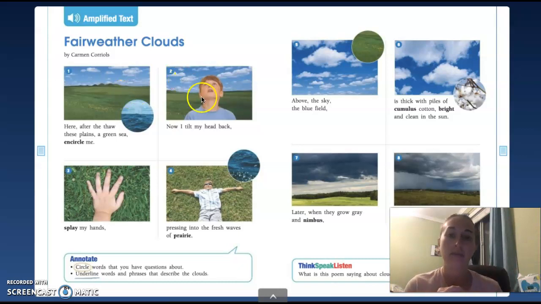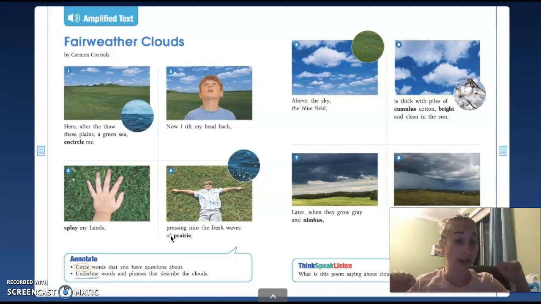Okay. Picture 2. There's that little boy again. Now I tilt my head back. So as he tilts his head back, he's looking up at the sky, right? Looking at the blue sky, the white cumulus clouds, kind of thinking about how this is making him feel. Picture 3, splay my hands. Picture 4, pressing into the fresh waves of prairie.